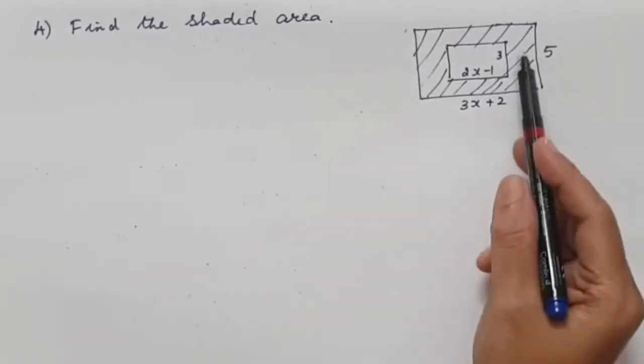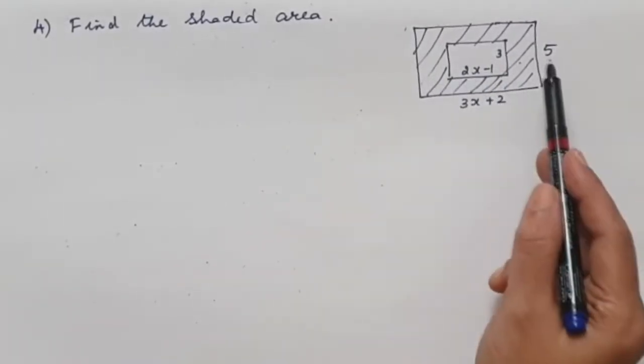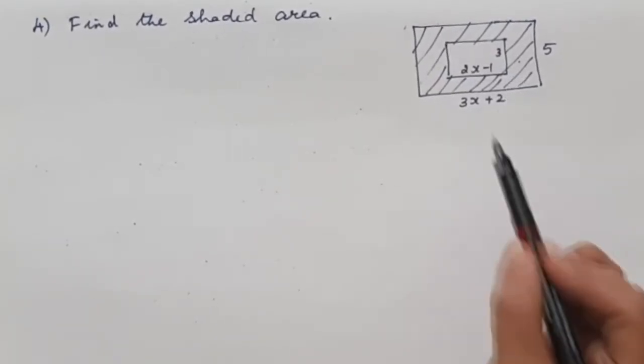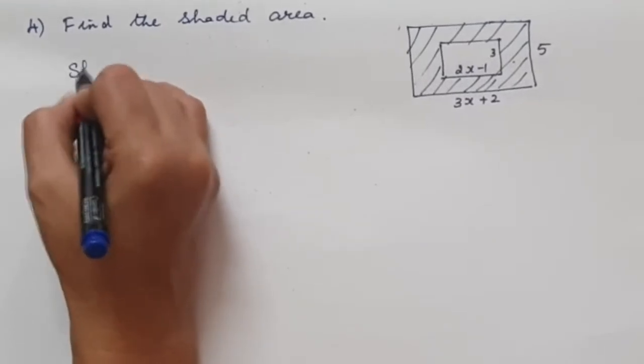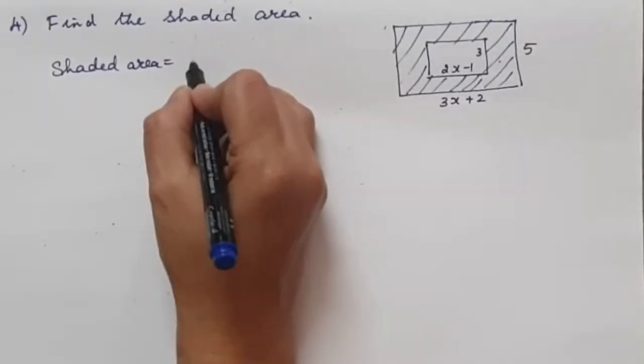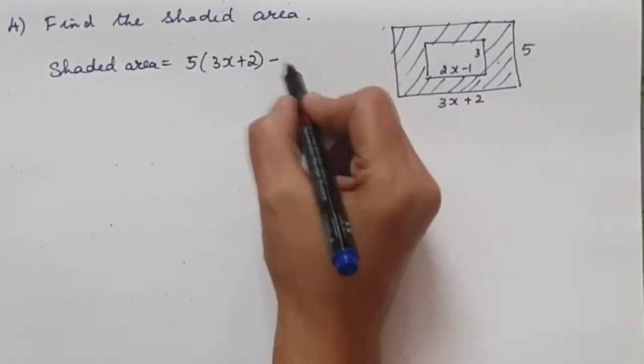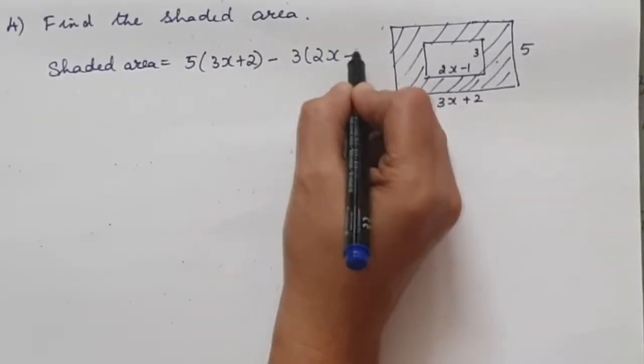Now the fourth question, we need to find the shaded area. So the outer rectangle area minus the inner rectangle area will give us the shaded area. Outer rectangle is 5 into 3x plus 2, minus the inner rectangle is 3 into 2x minus 1.